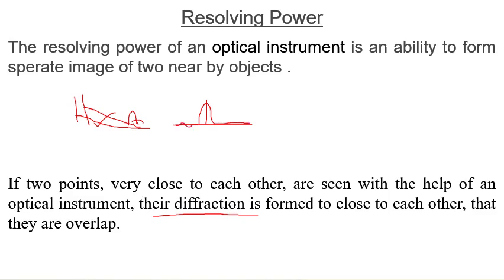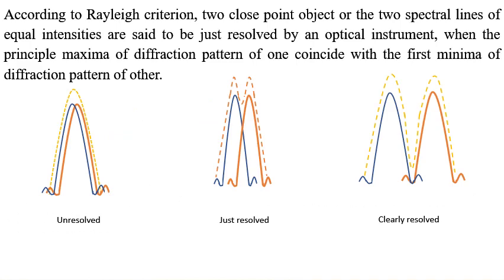So if the diffraction pattern of the first line is overlapped with the maxima of the diffraction pattern of the second line, then we cannot visualize these two lines separately. Why? Because the maxima overlap. Once the maxima overlap, the images overlap and we cannot see them separately. So when will we see them separately? For that, Rayleigh gave his criterion, and according to Rayleigh's criterion, two lines or two objects are known as just resolved. Just resolved means not clearly resolved.